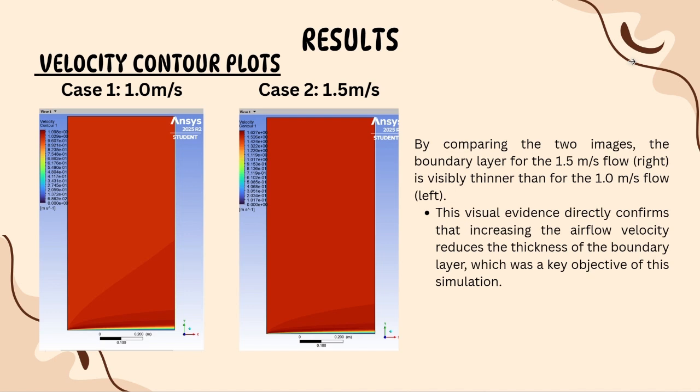By comparing the two images, the boundary layer for the 1.5 meter per second flow at the right side is visibly thinner than for the 1.0 meter per second flow at the left side. This visual evidence directly confirms that increasing the airflow velocity reduces the thickness of the boundary layer, which was a key objective of this simulation.